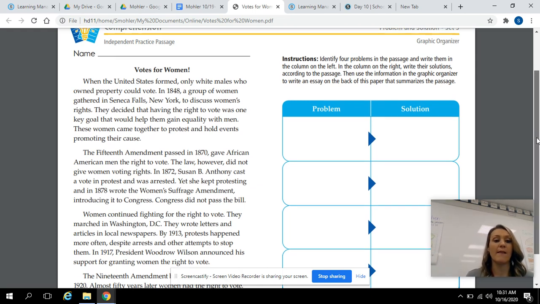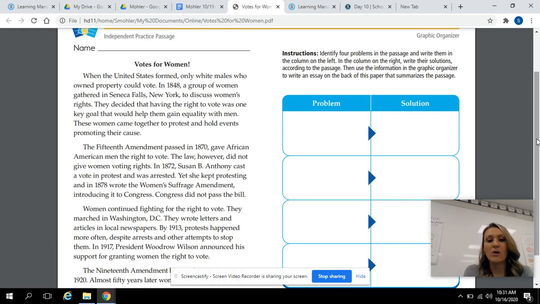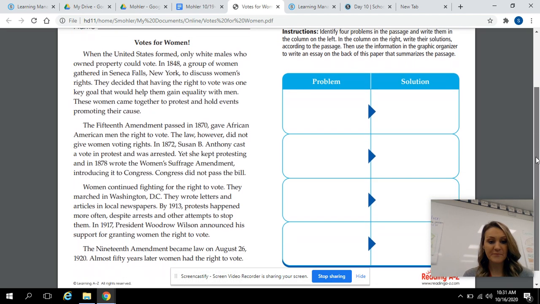So votes for women. When the United States formed, only white males who owned property could vote. In 1848, a group of women gathered in Seneca Falls, New York, to discuss women's rights. They decided that having the right to vote was one key goal that would help them gain equality with men. So equality just meant to be equal, to have the same rights as men. These women came together to protest and hold events promoting their cause.